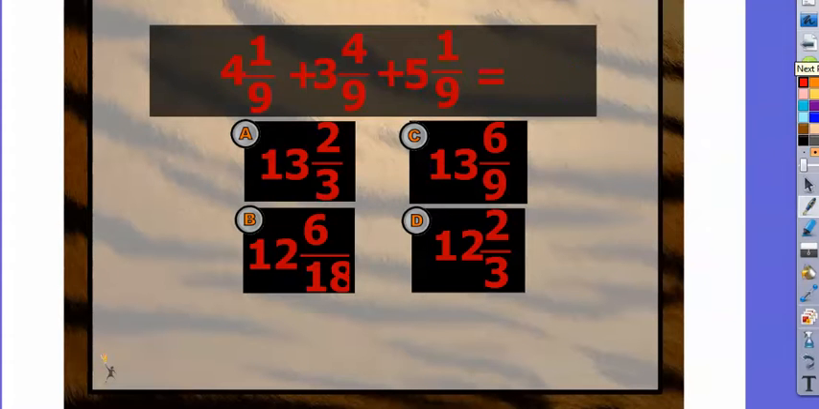Okay, let's try this again. Once again, I'd like you guys to pause me for just a second. I want you to give this one a shot, and then we will go ahead and try this one.